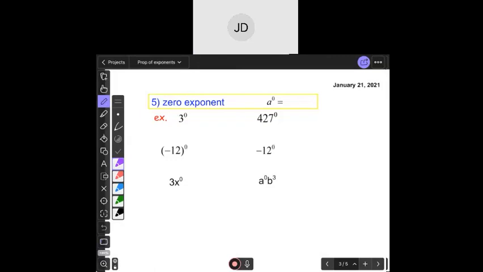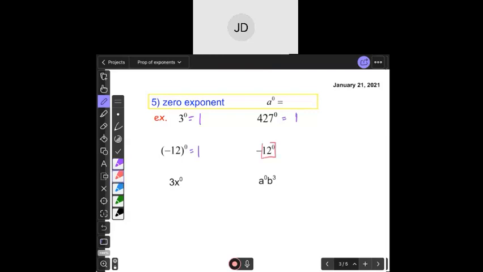Zero exponent is another pretty commonly mistaken one. It's actually super easy. It's just kind of like a memorization thing. Anything to the 0 power is equal to 1. You've got to fight yourself trying to tell you that it's 0. Okay? The 0 exponent is 1. Anything to the 0 is 1. So 3 to the 0 is 1. 427 to the 0 is not 0. It's 1. Okay? Negative 12 in parentheses like that, the 0 power is 1.